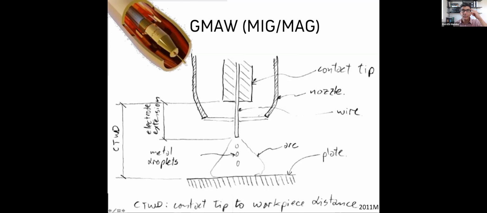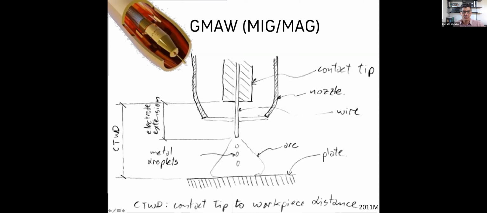But we have to keep in mind that other people, like in the procedure handbook, say that electrode extension is something else. That something else we're going to call contact tip to workpiece distance, CTWD. Many people call it that way. I didn't invent it, right? And there is a difference between the CTWD and the electrode extension. The only time in which CTWD and electrode extension would be the same for us is if we have a short circuit.